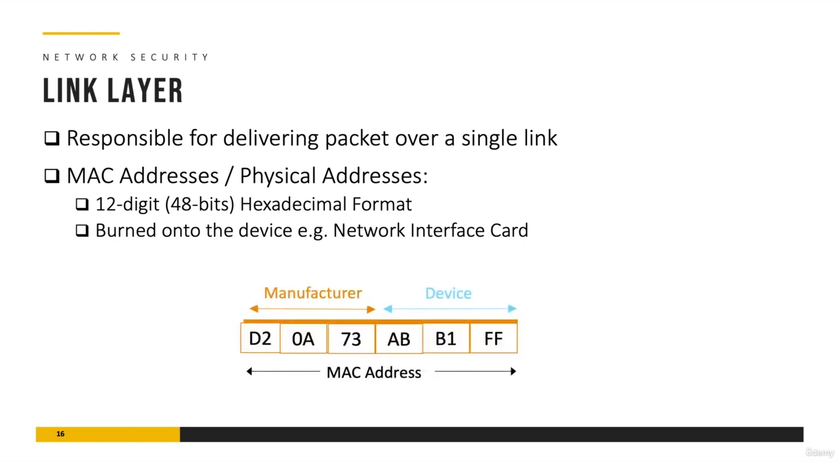Every MAC address has two parts. The leftmost part identifies the manufacturer, the company which fabricated this card, and the rightmost part identifies this particular device or this particular card.